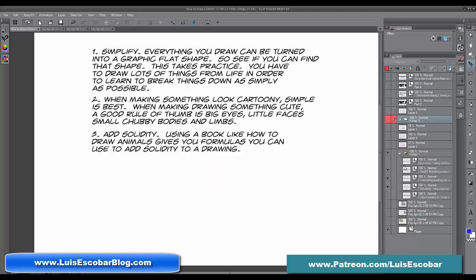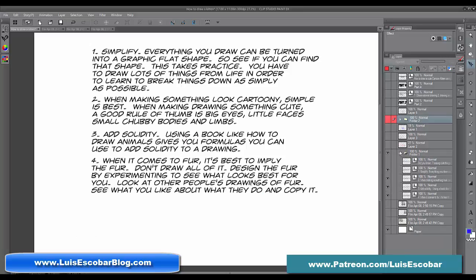Today, we're adding one more thing to our list, and we're going to be talking about fur. When it comes to fur, it's best to imply the fur. Don't draw all of it. Design the fur by experimenting to see what looks best for you. Look at other people's drawings of fur, see what you like about what they do, and copy it.